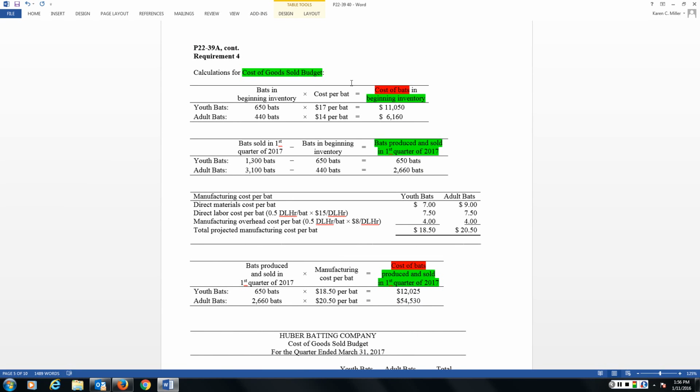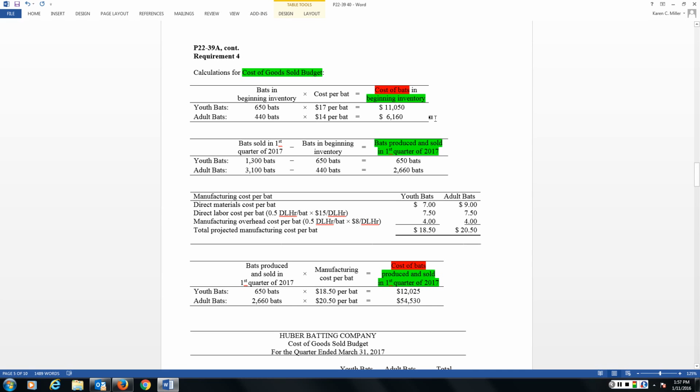Okay, so bear with me here. Pay attention as we move through. We're going to calculate two different costs for our cost of goods sold budget. First, we're going to calculate the cost of the bats that were already in beginning inventory. These were finished. These already had a cost. Okay, those 650 bats cost us $17. The adults cost $14, and so that gives us our beginning inventory that we started with at the beginning of the quarter is here.